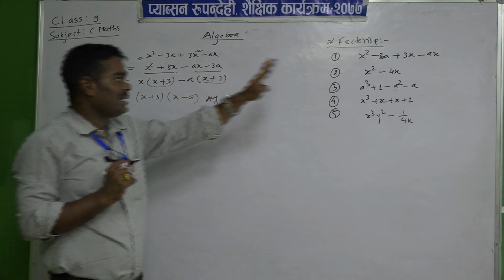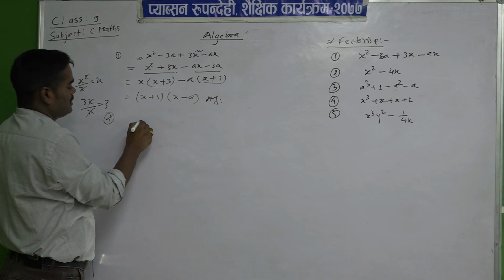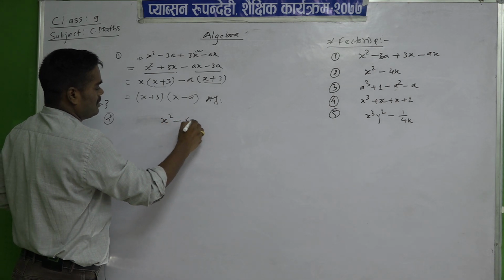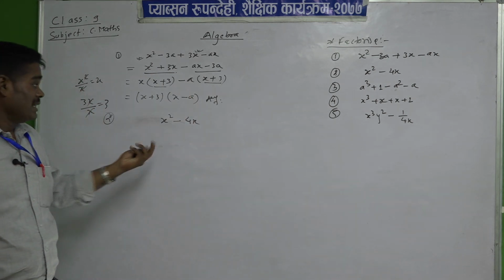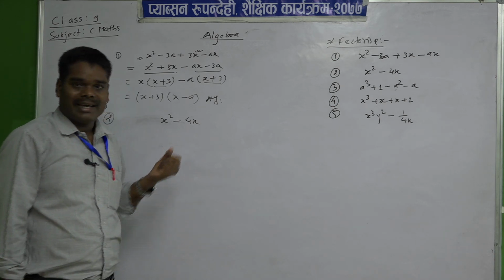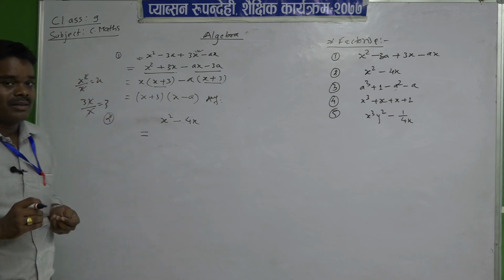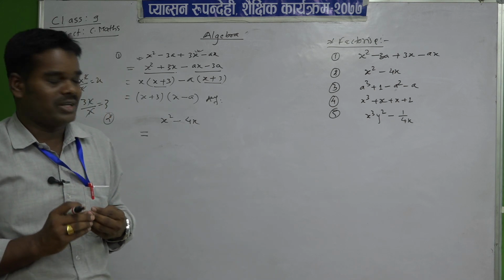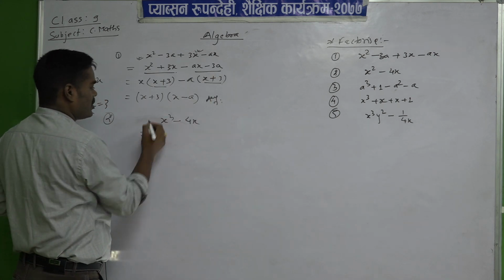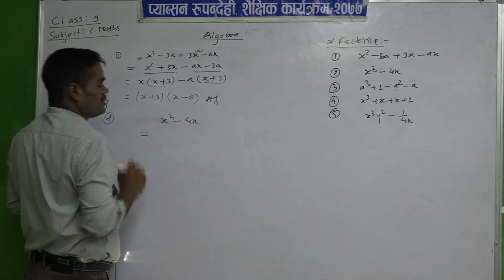Now, take question number 2. What is given there? X cube minus 4x. This is a binomial expression. First you have to see whether a common factor is there or not. Here it should be cube, not square. So x cube minus 4x.